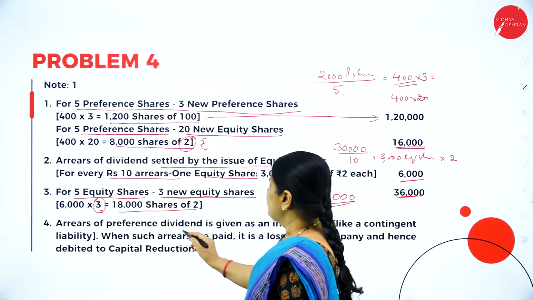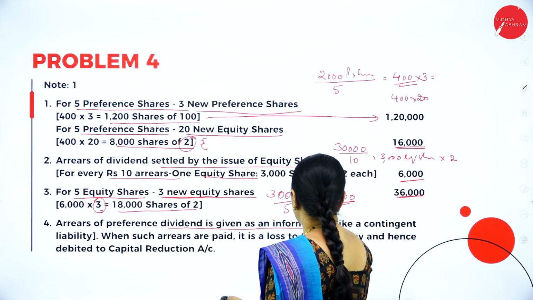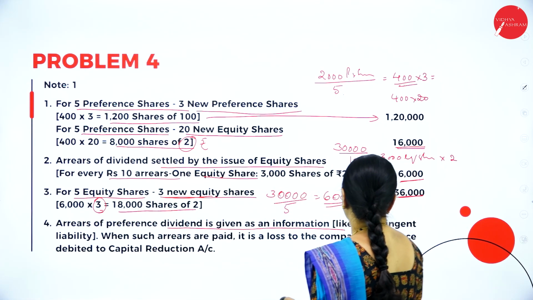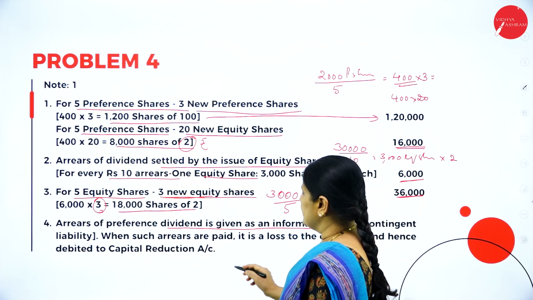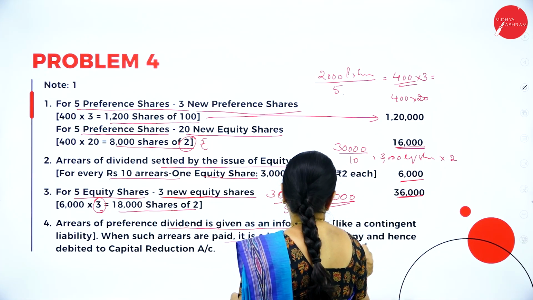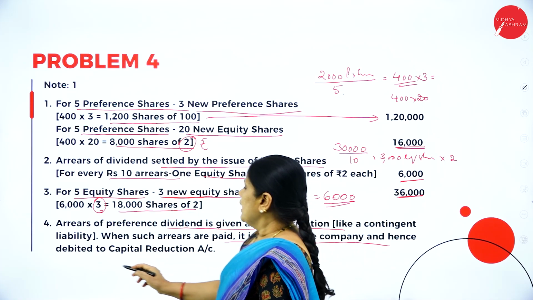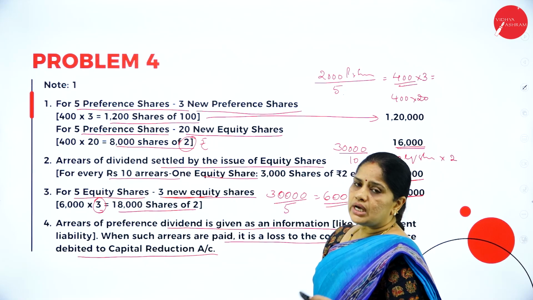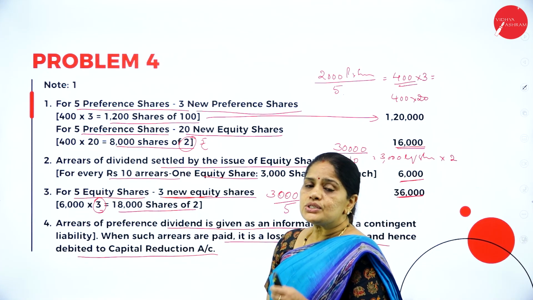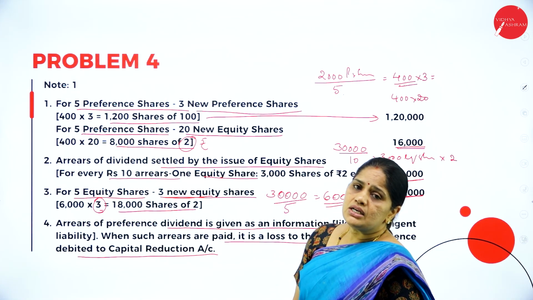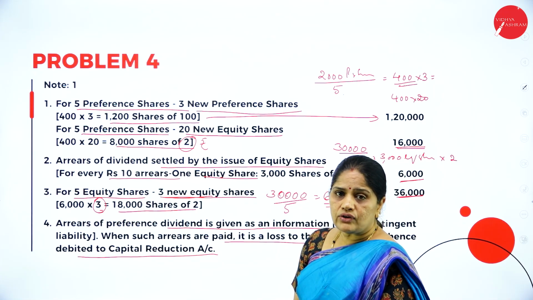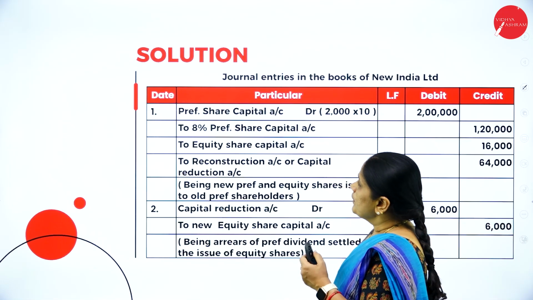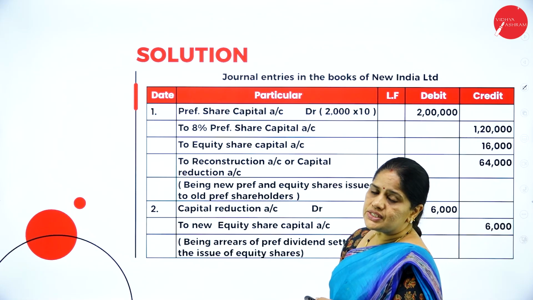Then arrears of preference dividend is given as an information like a contingent liability. When such arrears are paid, it is a loss to the company and hence debited to capital reduction account. So arrears of preference dividend, so it is a contingent liability. So that is why we have to write off the losses. Now we will write the journal entries for this.